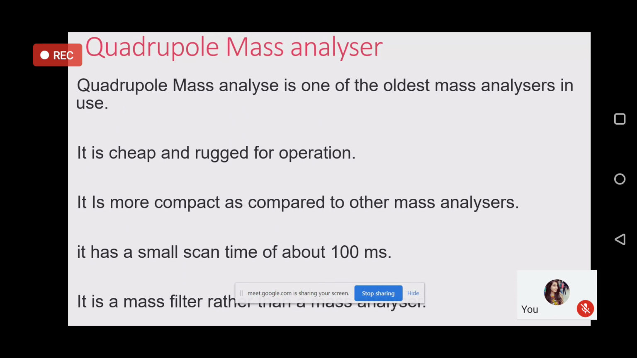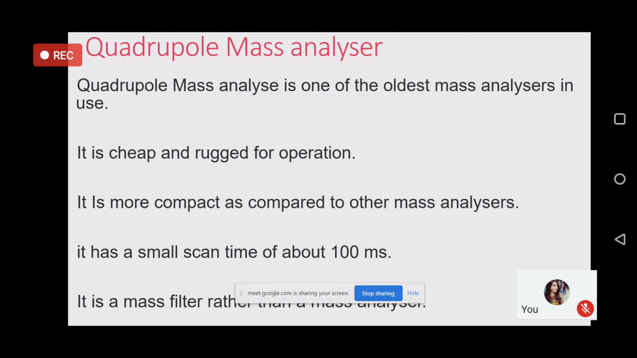Only ions with one particular m/z value are able to reach the detector, which is placed at the end of the four quadrupoles. So there is a channel through which the ions have to move, and only ions with a particular m/z are able to move through that channel undeflected and reach the detector. All others are lost because of the deflection, and they will not reach the detector. So it's like a filter. Only one m/z is allowed and all others are lost.